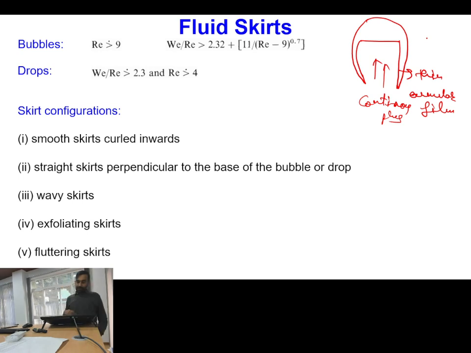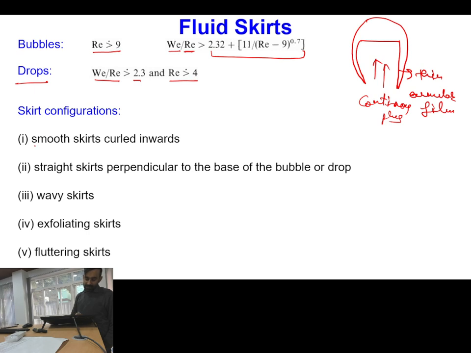Skirted bubbles are typically observed when the Reynolds number is greater than 9 and the ratio of Weber number by Reynolds number is greater than a particular value. Skirted shapes are also observed in the case of drops. For drops, if the Weber by Reynolds number ratio is greater than 2.3 and the Reynolds number is greater than 4, then you will find skirted shapes. And typically five different types of skirted configurations are observed.